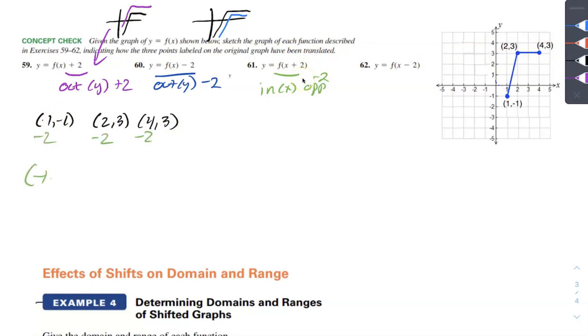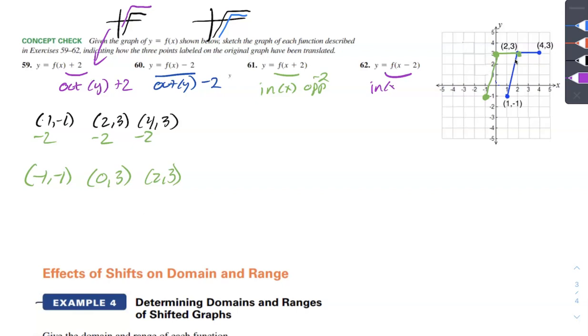And you get -1, -1, 0, 3, and 2, 3. And you get a graph that looks like that. Right? Like it shifted everything over left 2. And then the final one.